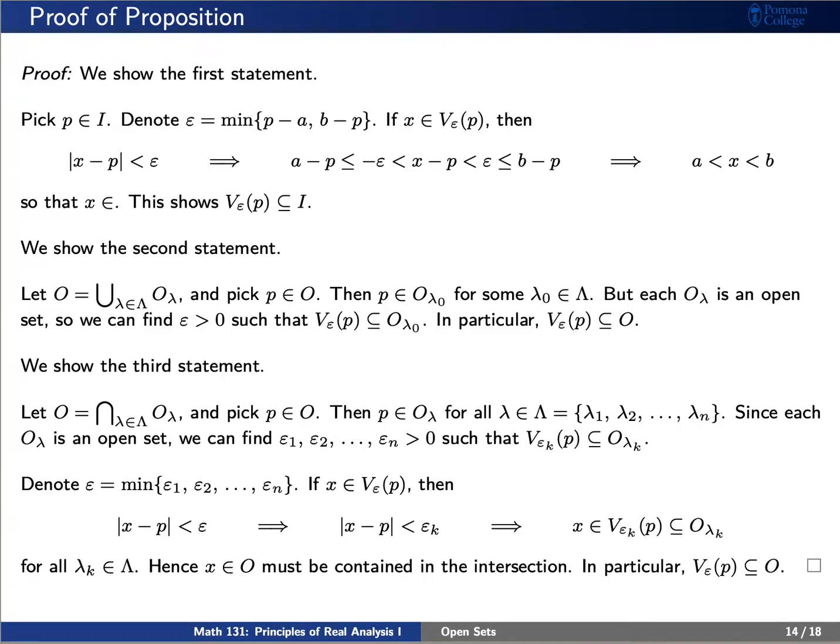Now let's denote epsilon as the minimum over these epsilon sub i's. This means that if x is in V sub epsilon of P, then in absolute value, x minus P is less than epsilon, and so x minus P is less than epsilon sub k for each k. This means that x must be an element of V sub epsilon k of P, but we already found that V sub epsilon k of P is contained in O sub lambda k, and this is true for every lambda sub k in our family. Hence, x must be in the intersection, which means x must be in capital O. In particular, V sub epsilon of P must be contained in capital O, which completes our proof.